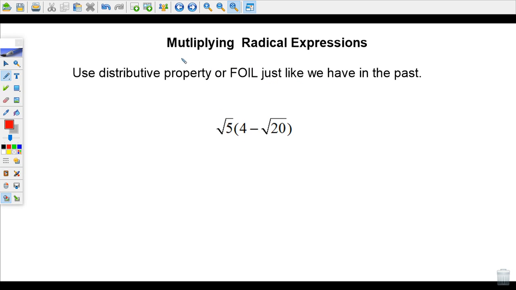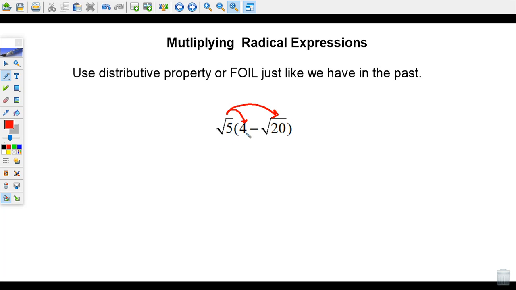The other thing we're going to talk about is multiplying radical expressions. I want you to think of this as just using the distributive property, or even FOIL when we get to things that look like binomials. And again, treat those radicals as variables if you need to. So on this one, we're just doing the distributive property. Radical 5 multiplied by this expression in parentheses. We're just going to multiply everything in the parentheses by radical 5.